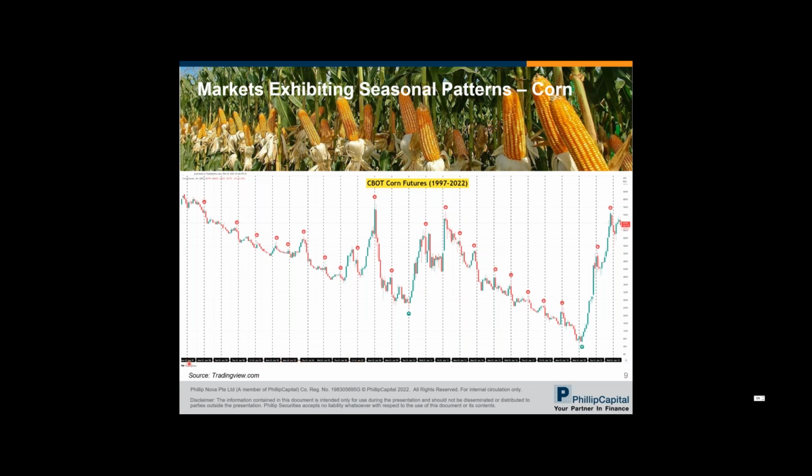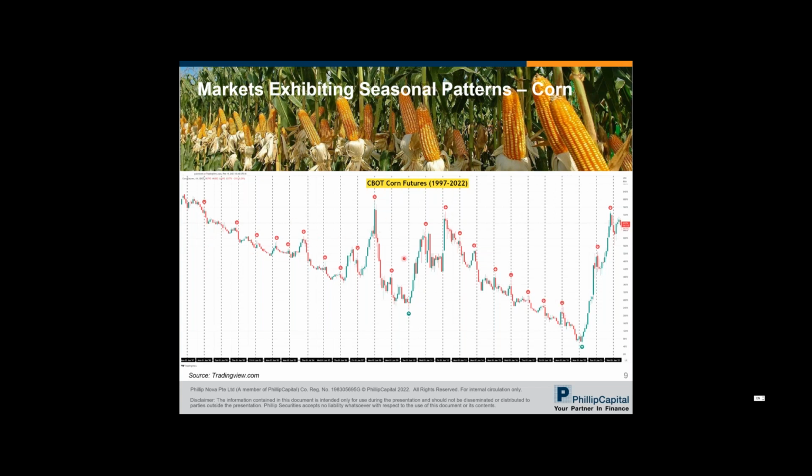So starting from 1997 June, then 1998 June, 1999 June, all the way until 2022 June. I had also indicated the high point every year with a down arrow. So for example, if you start with 1998, the peak of 1998 coincides with the June period that I plotted on the vertical line.